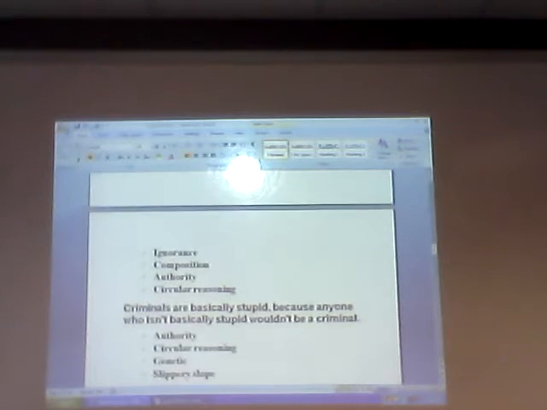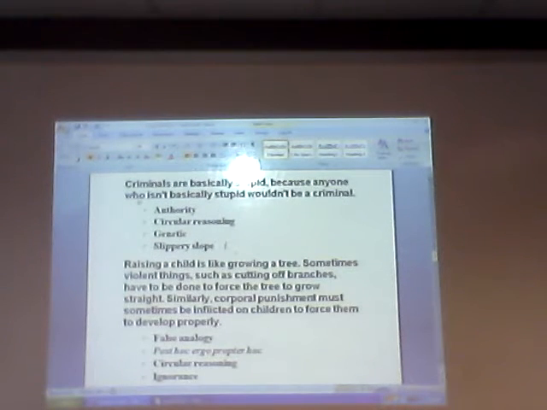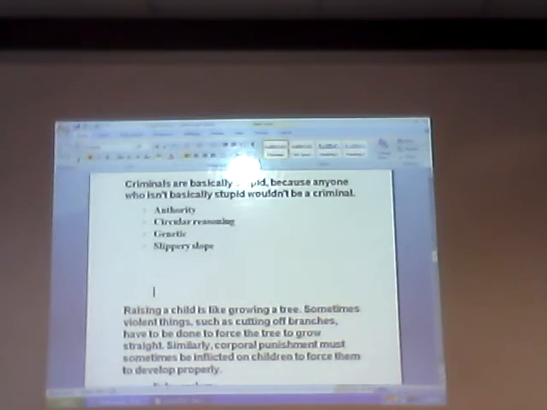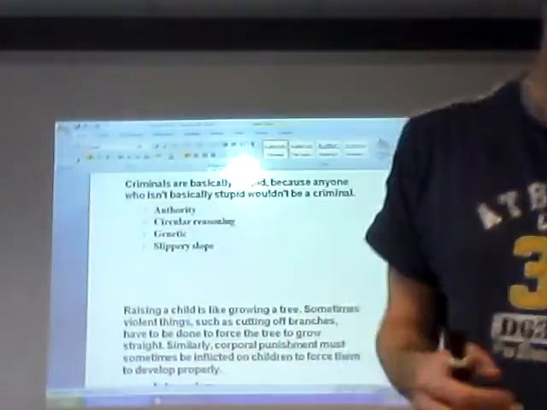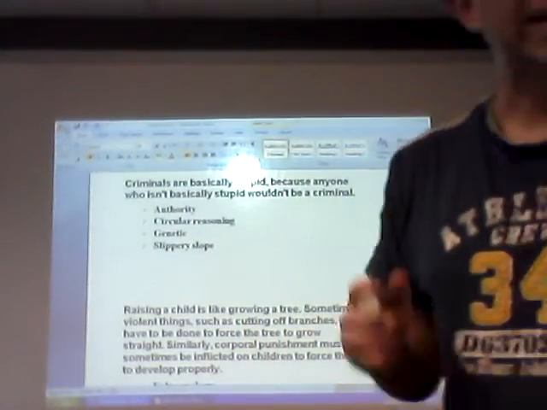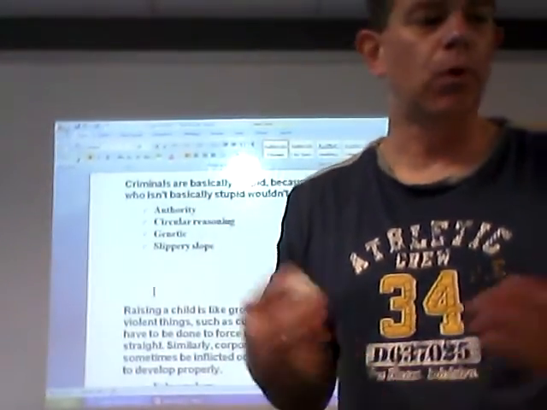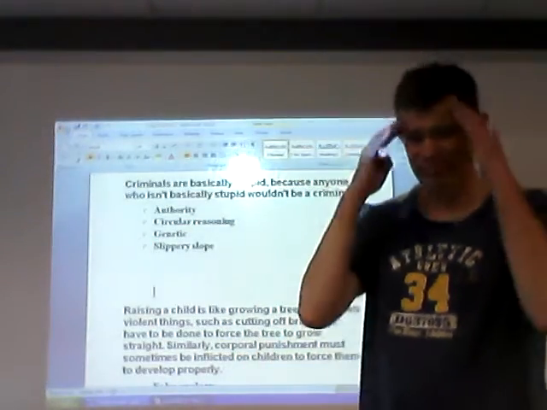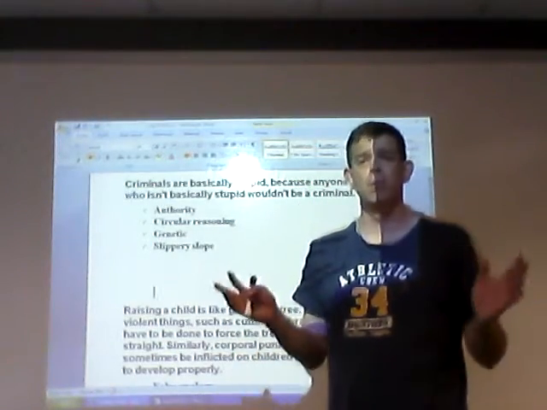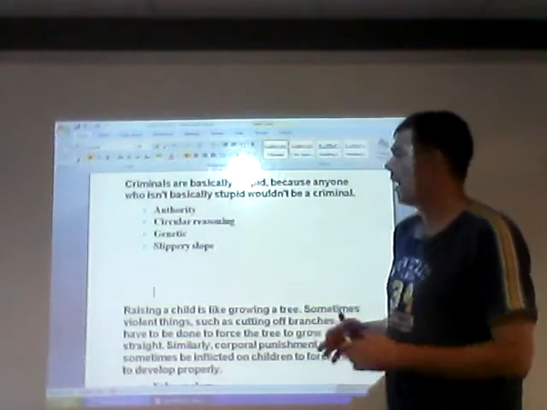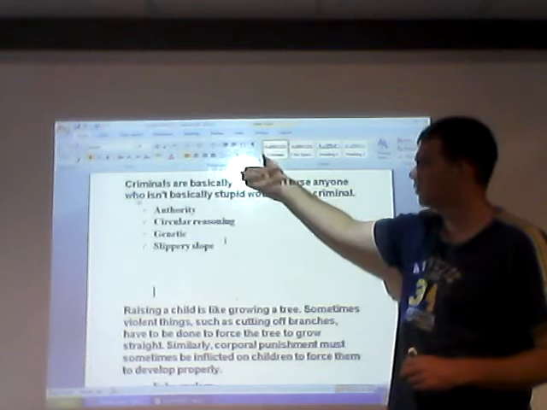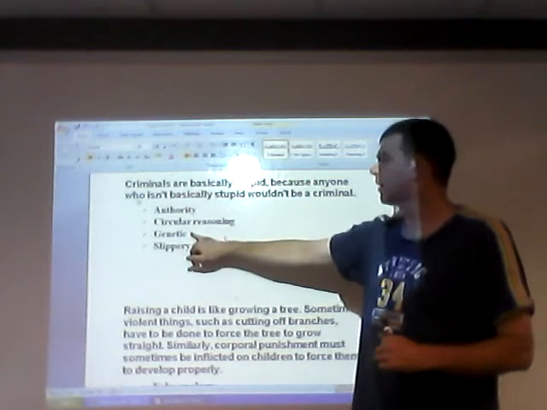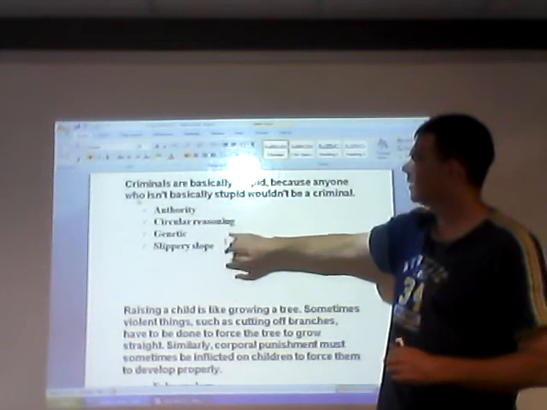And next, if that wasn't fun enough, now you get to this one. This one says, criminals are basically stupid because anyone who isn't basically stupid wouldn't be a criminal. Intuitively, you know that's probably wrong, right? But why? It's not an appeal to authority because we're not talking about any experts on criminology. It's not a genetic fallacy, and it's not a slippery slope.